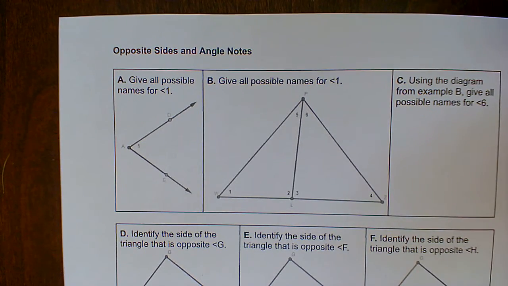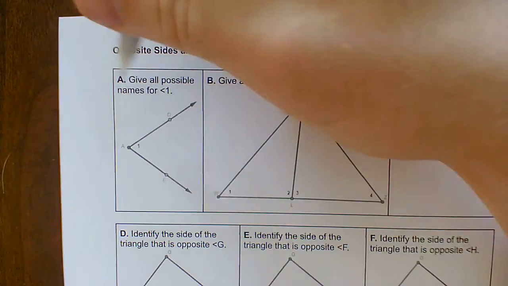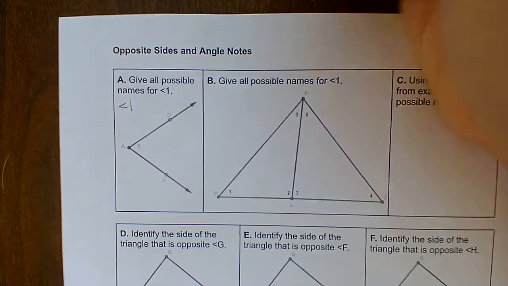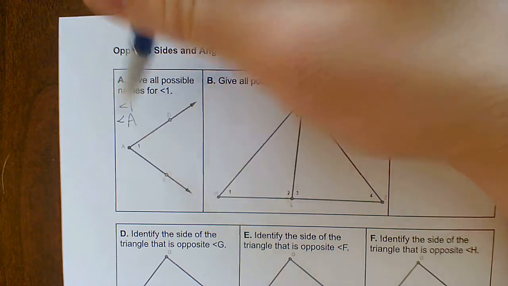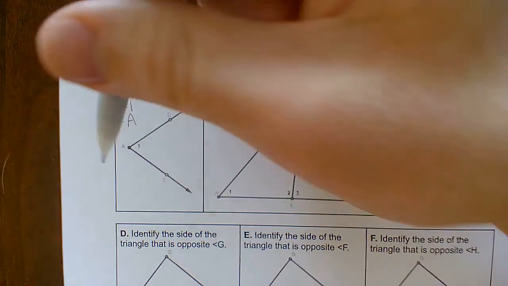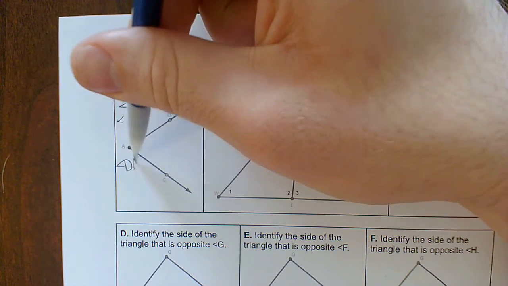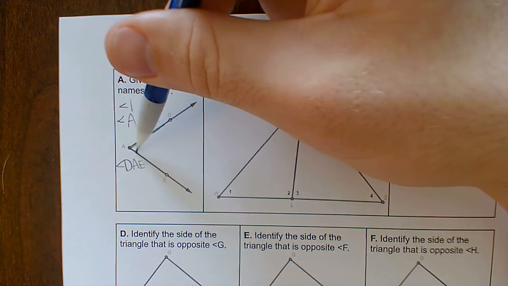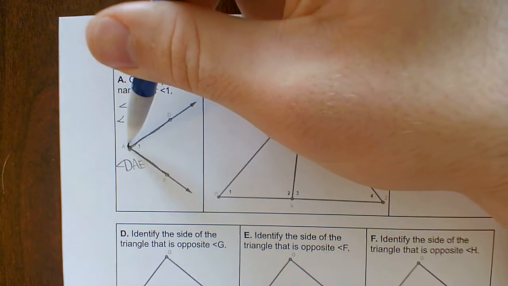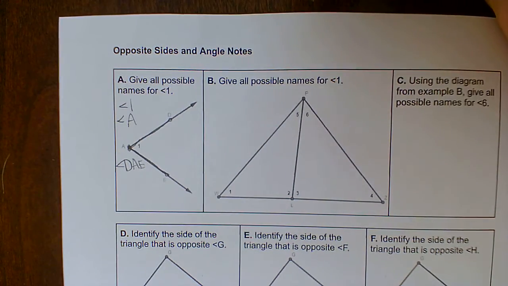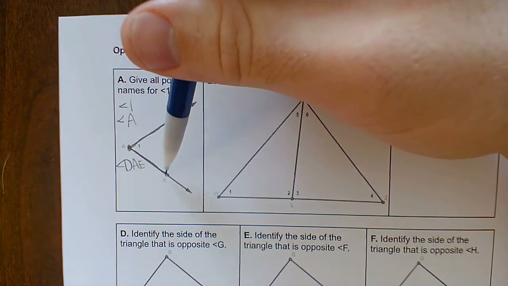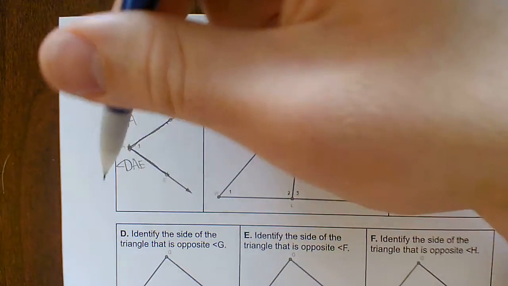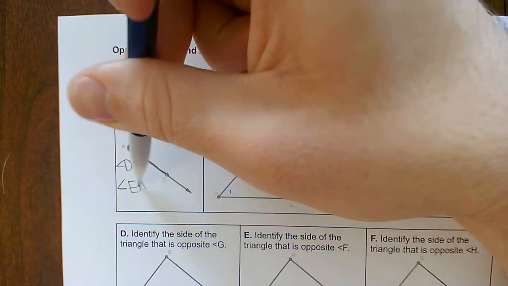Give all possible names for angle 1. Okay, well, the first one's easy. It's angle 1. I also know that this 1 is on an A right here, and I can name an angle by the vertex, A. The next is going to be DAE. Now, I can name an angle by all 3 points as long as the middle letter is the vertex. So as long as A is in the middle, I can name it that way. So another one I can do is EAD.